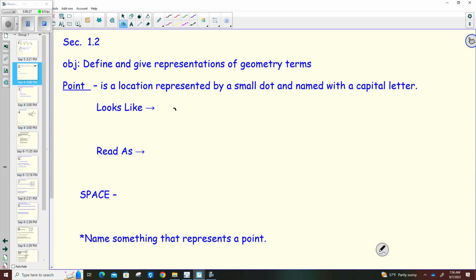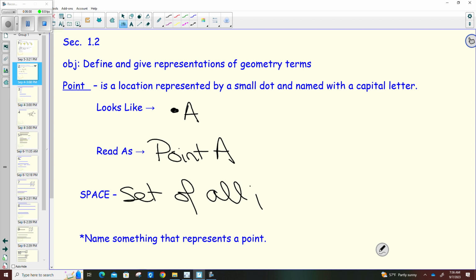Okay? All right, so a point is a location represented by a small dot and named with a capital letter. So it's going to look exactly like that. A small dot and a capital letter. When you look at one, you read it like point A. So it's just putting the word point. Space is the set of all points. It is infinite.